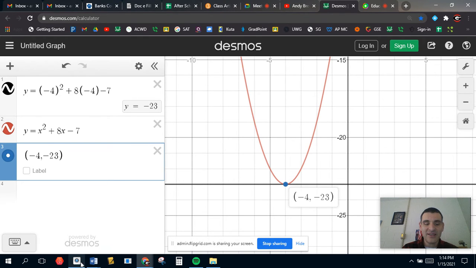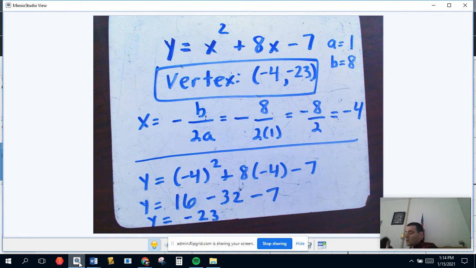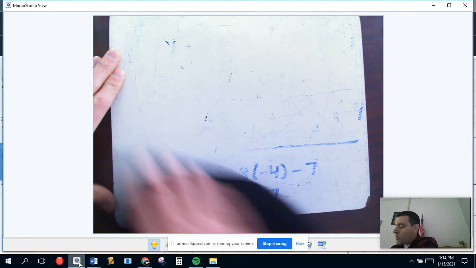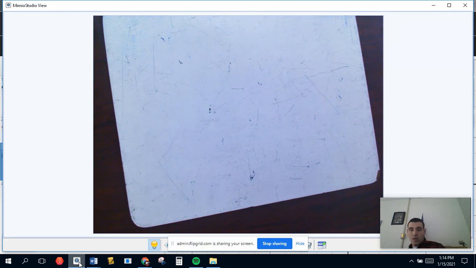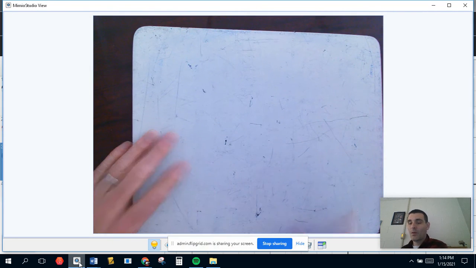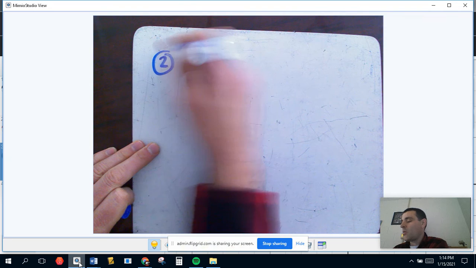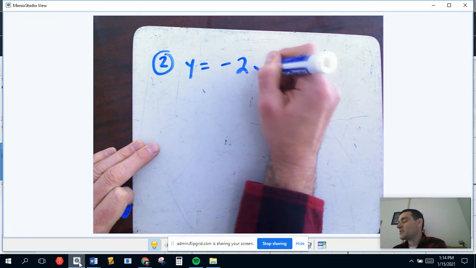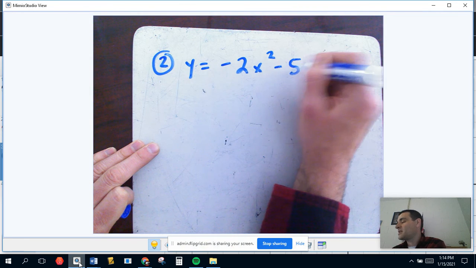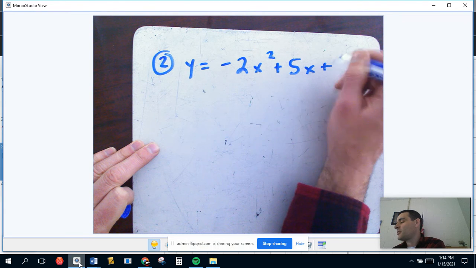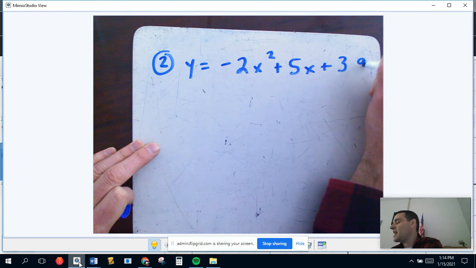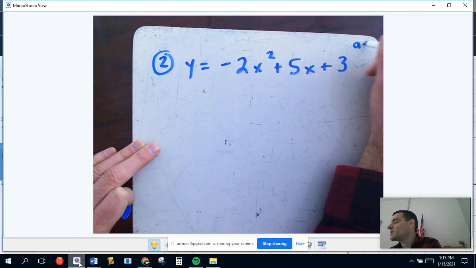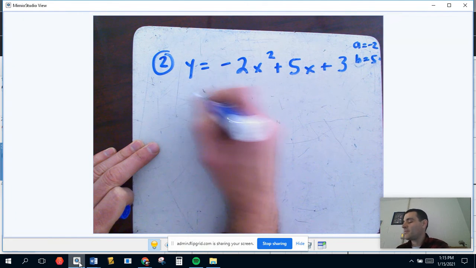So looking at the second example, we'll go a little harder this time. Let's say that we have y equals negative 2x squared plus 5x plus 3. Okay, so A is negative 2, and B is 5. So what's my vertex?